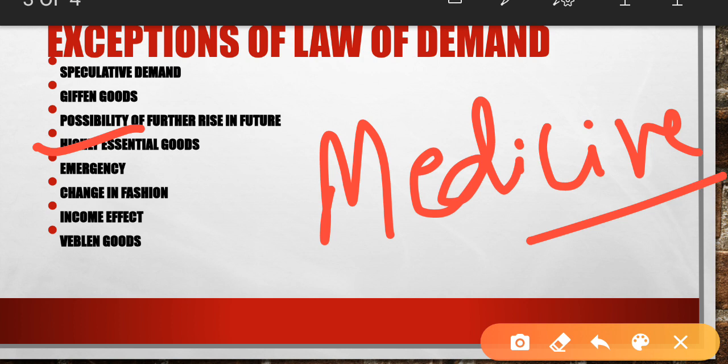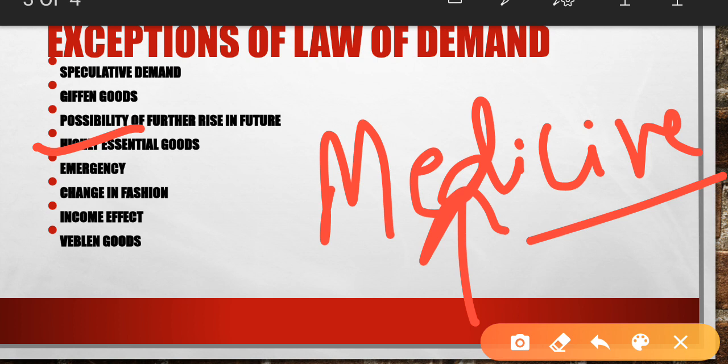Like the law of demand says, when the price goes up, the demand falls. But in this case, when the prices go high, people might not respond, or they might even start purchasing more because they feel it will become more costly, but they will never stop purchasing because it is their basic need. Without this they cannot live.